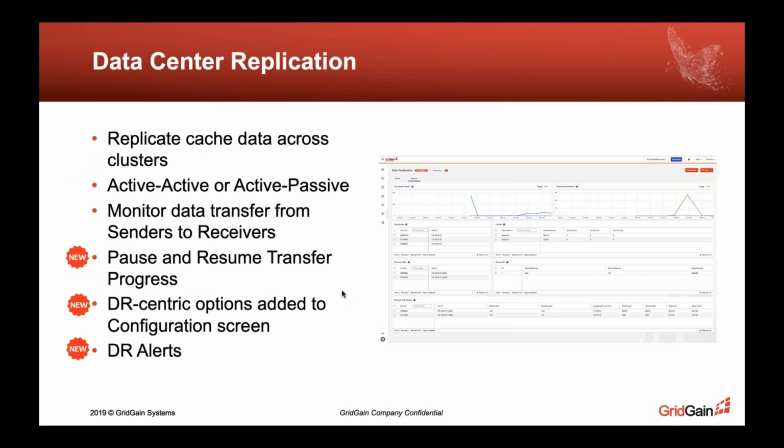So data center replication, I've talked about it a little bit already in terms of alerting. It's often used basically to take a topology of clusters and recreate it over in another location and copy the data. So some customers use it. It supports both active-active and active-passive data replication.